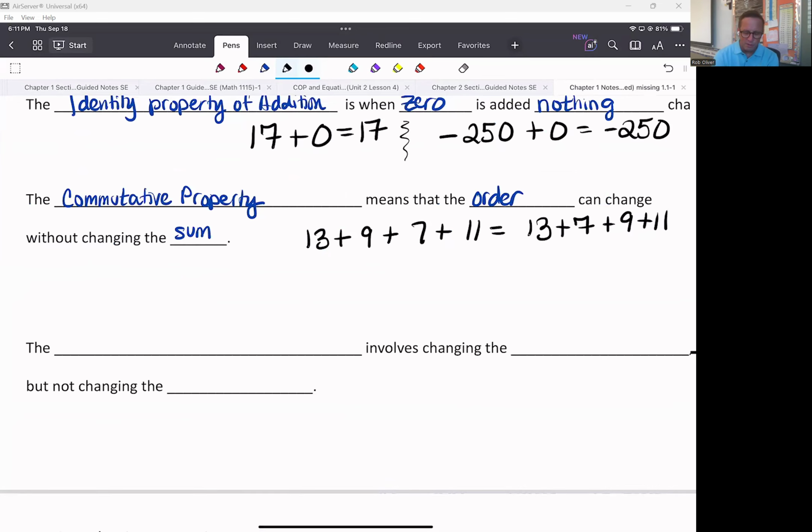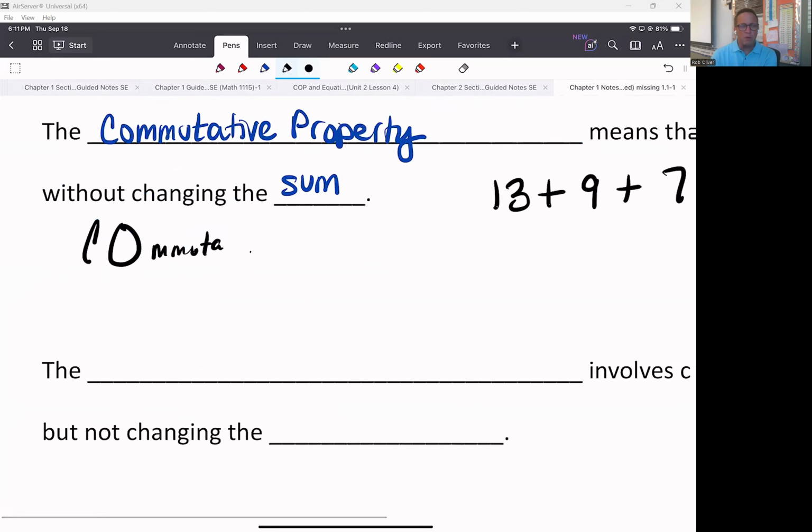a student told me this years ago, but if you ever want to remember the name of it, commutative begins with the letters CO, and they just thought, oh, CO, change order. That's a good way to remember it if you're ever on a test and you're like, what is even the commutative property? They're really easy to forget. But it's a property where you change the order.